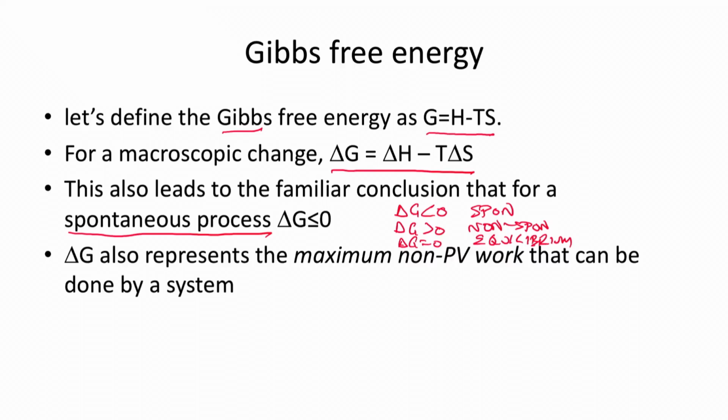You could think of delta G as representing the maximum work that can be done by a system that isn't considered PV work. PV work is simply expansion of a gas in some kind of piston where the pressure and the volume might be changing. So if I disregard PV type work, everything left over after that is delta G.